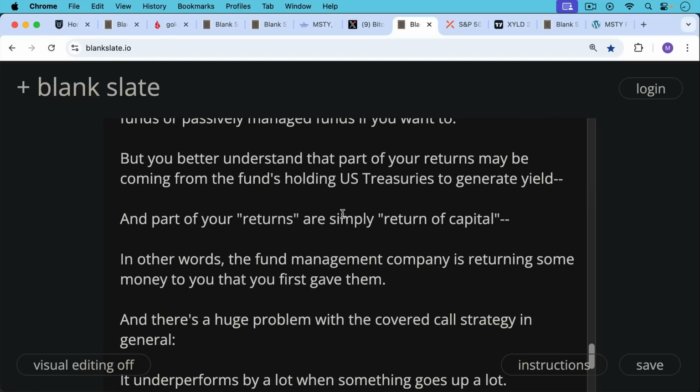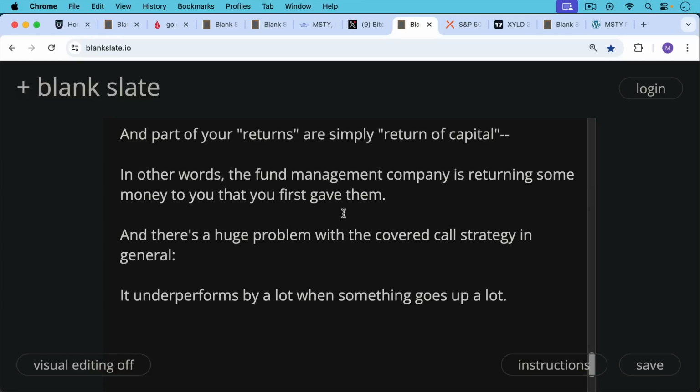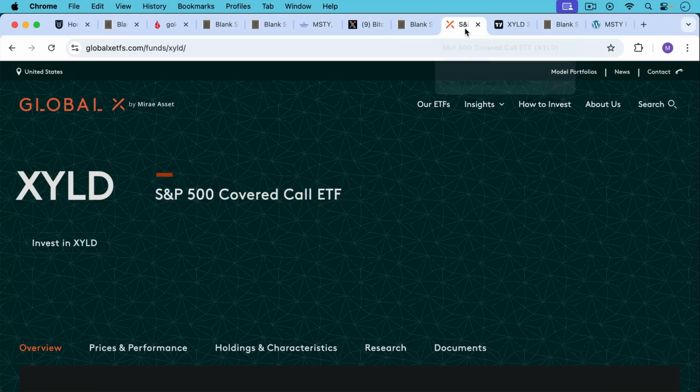So it's very important to understand MSTY is a very complicated product, and in many ways it is a black box. They do list their holdings, but we don't know how it will perform over various points in time. And there's a huge problem with the covered call strategy in general. It underperforms by a lot when something goes up a lot. So I don't think it makes sense to do any sort of covered call strategy on Bitcoin or on MSTR, both of which we expect to go up a lot over time.